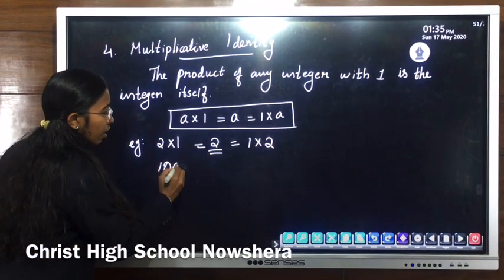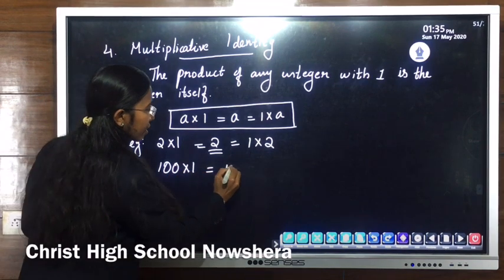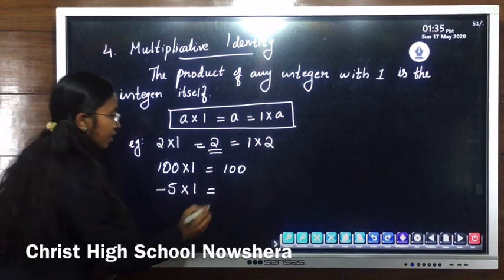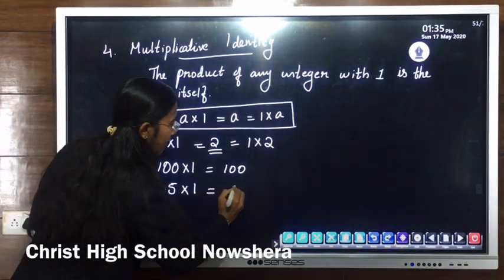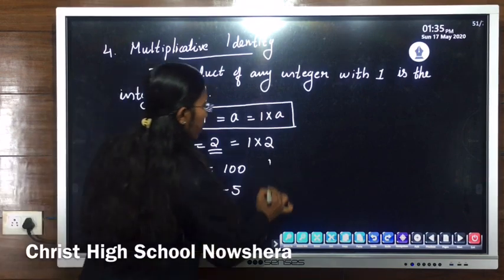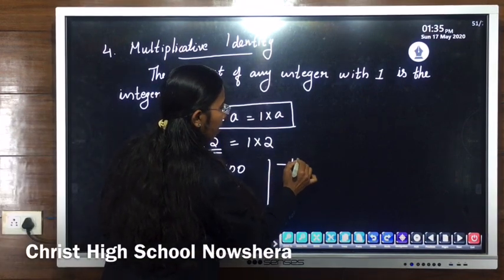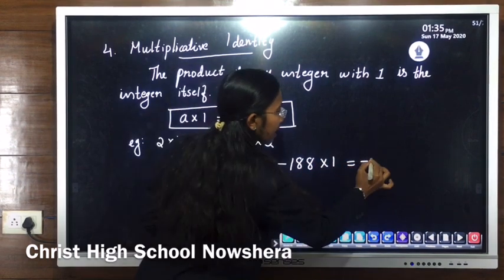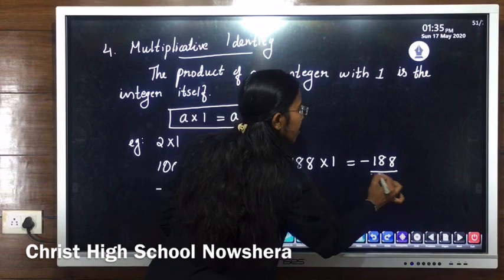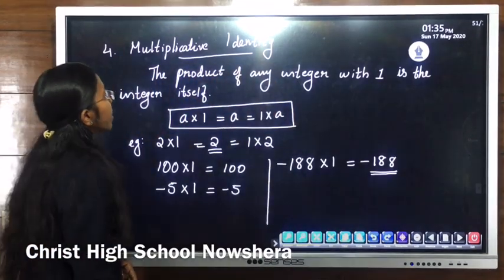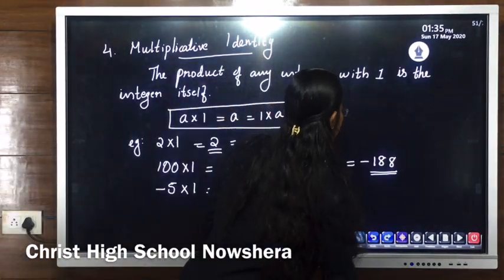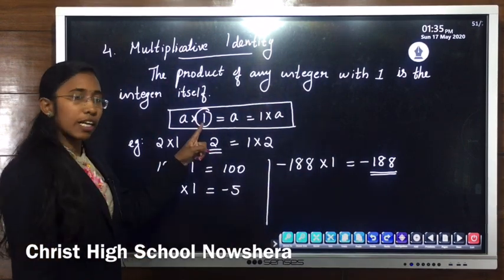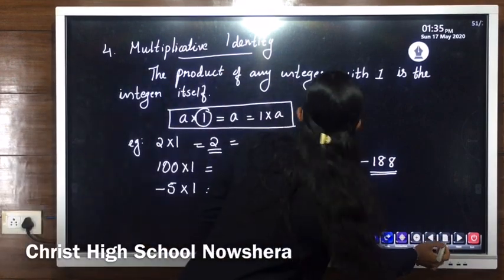Or 100 into 1, answer is 100. Or minus 5 into 1, the answer is that number itself. That is, the answer is minus 5. Or minus 188 into 1, the answer is that number itself, that is minus 188. So this is our multiplicative identity. 1 is the multiplicative identity.